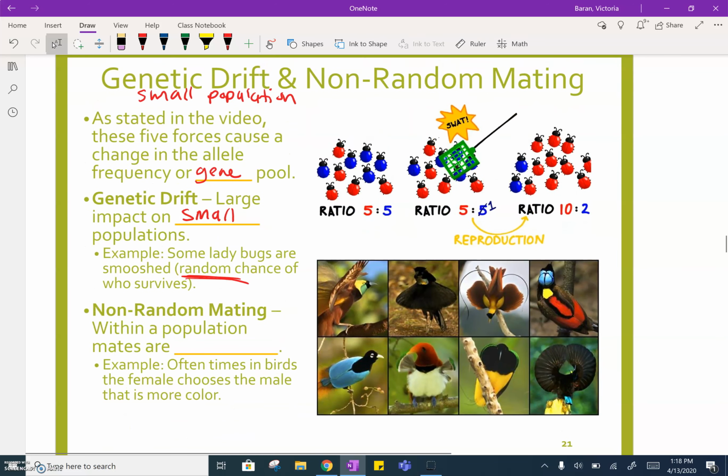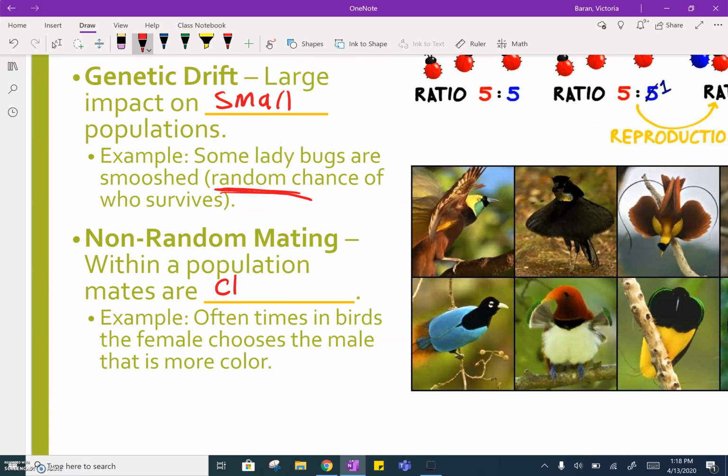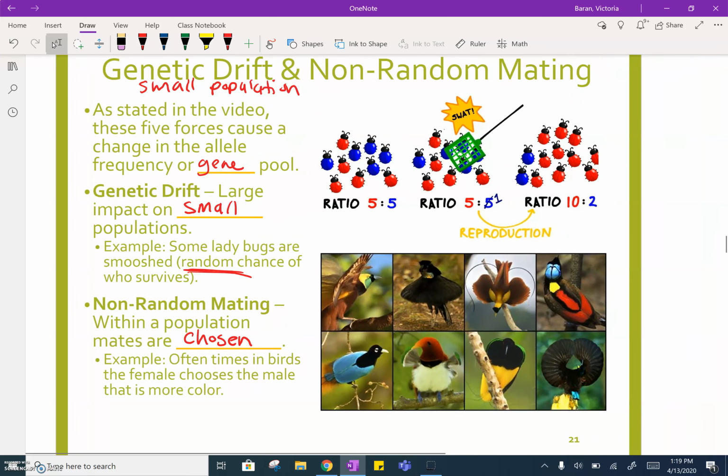Now let's look at non-random mating. So it's not random. Within a population, mates are chosen typically. So this means that the individuals within a population don't just mate with whoever. They usually pick their mate or their partner.